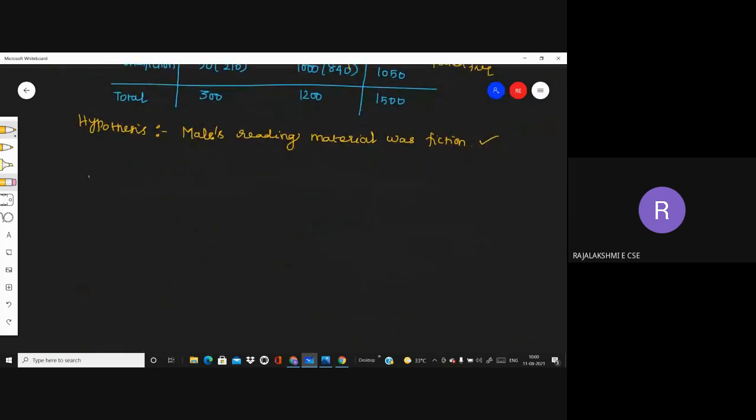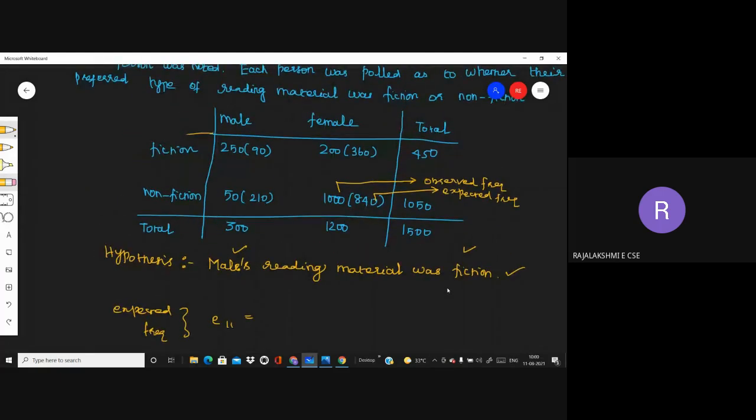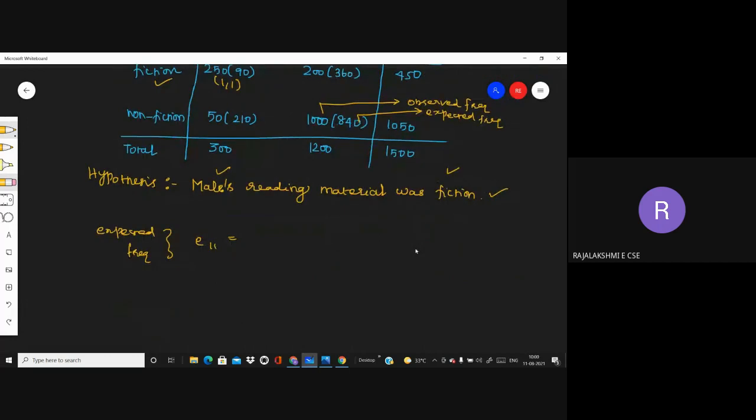So my expected frequency, E of some 1, because male is reading fiction book. அப்படின்னா அது எந்த contingency tableல என்ன value அது? It is 1 and 1. Male is reading fiction book. It is 1,1. Yes or no? So I'm just labeling this as E of 1,1.